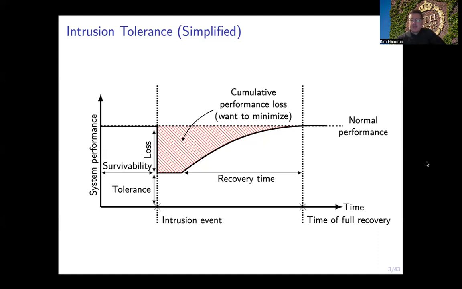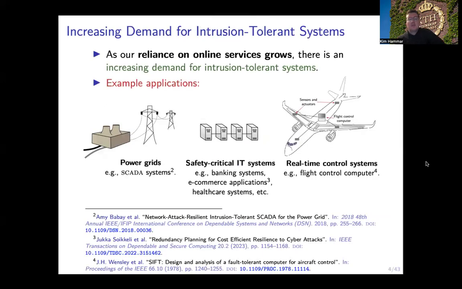Examples of systems that have these kinds of requirements include power grid systems, real-time control systems, as well as any kind of system that deals with monetary transactions. So for example, banking or e-commerce applications.